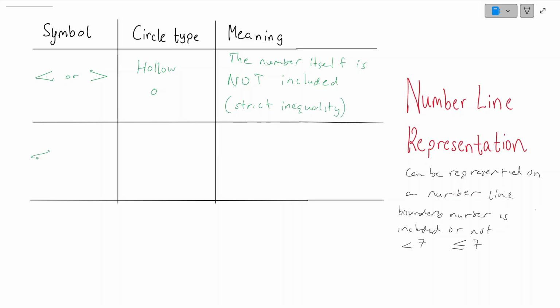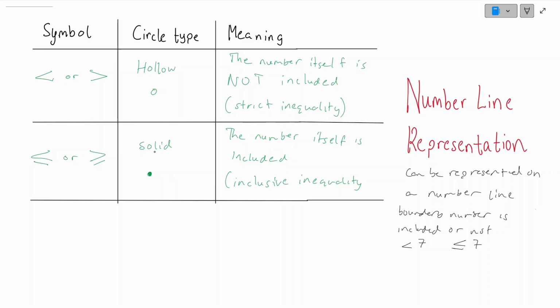On the other hand, if we have either of these two symbols, this is a solid circle, and this means that the number itself is included, and it is known as an inclusive inequality.